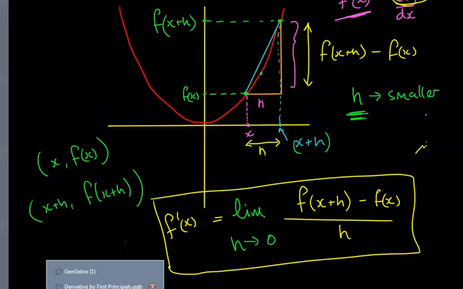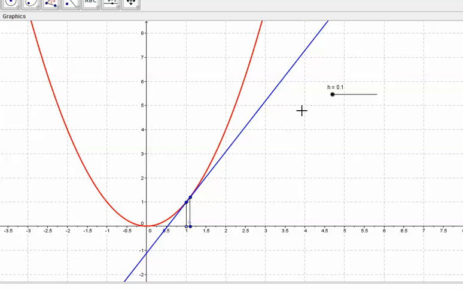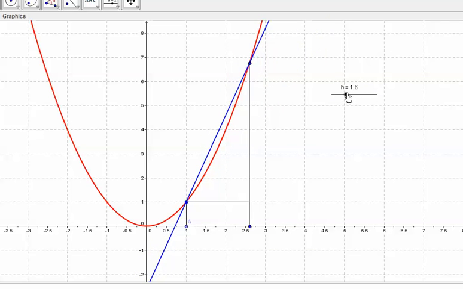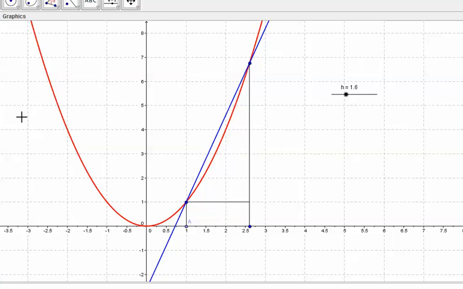Let me get my derivative function here. Okay, so here it is. Now let's say I want to work out the gradient at x equals 1 here. Let me actually do it on this as well. Now, this is x equals 1.